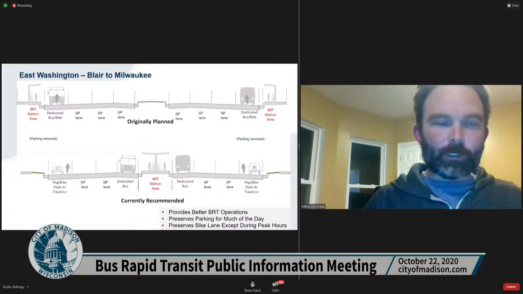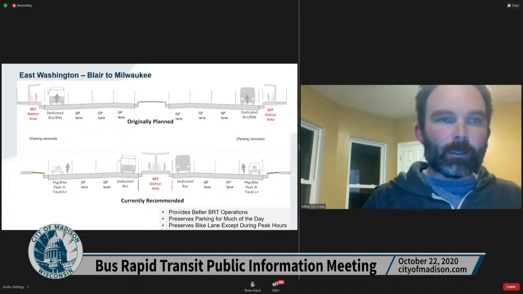The alternative, which would be side running bus lanes, the dedicated bike lane would be removed all the time, 24 hours a day, 7 days a week. So although you'd have a shared facility with buses during peak periods, it would always be a less desirable shared facility where you'd have buses and right turns to share the lane with.